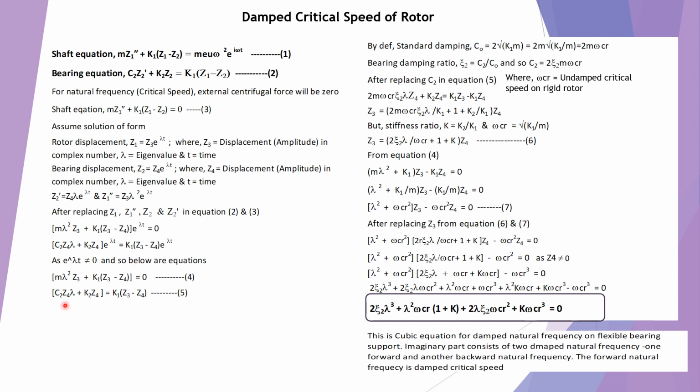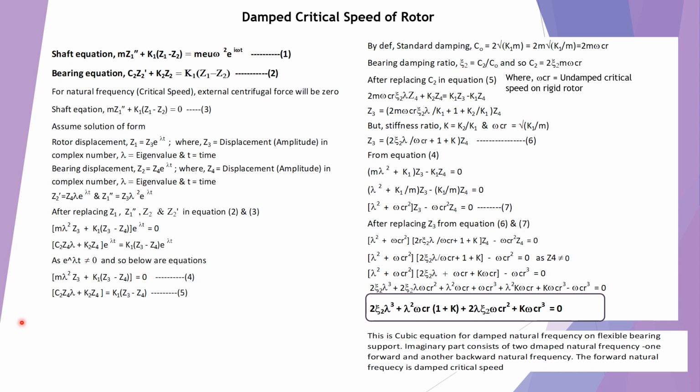On simplification we can write m λ² z3 + k1 (z3 − z4) = 0. This is equation number 4. And c2 z4 λ + k2 z4 = k1 (z3 − z4). This is equation number 5.